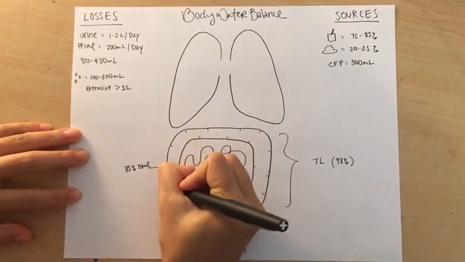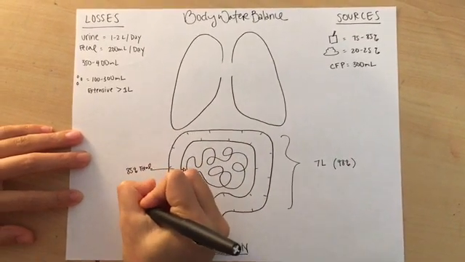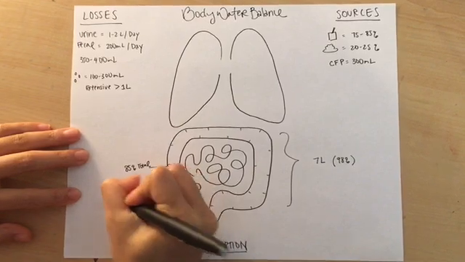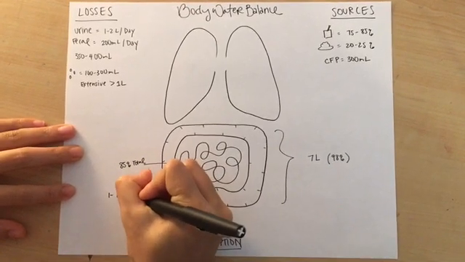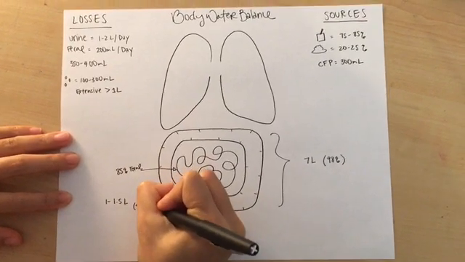Of the about 1 to 1.5 liters of water entering the large intestines, 90 to 95% is absorbed, with only 50 to 200 milliliters being excreted daily as a part of feces.